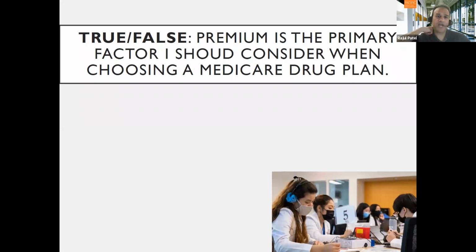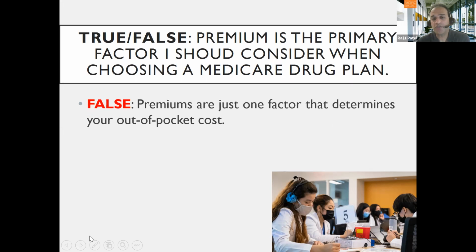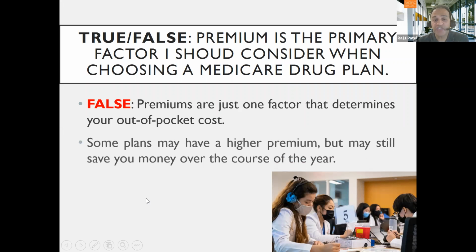Next one, premium is the primary factor I should consider when choosing a Medicare drug plan. What do you think? I see someone in the chat box put false. Yeah, this is false. Premium is one factor, okay? Most Medicare patients choose a drug plan based on two factors, premium and deductible. And plans know this. So plans will try to offer a very attractive plan with a low monthly premium, hoping that many people join it. But premium is just one factor, right?